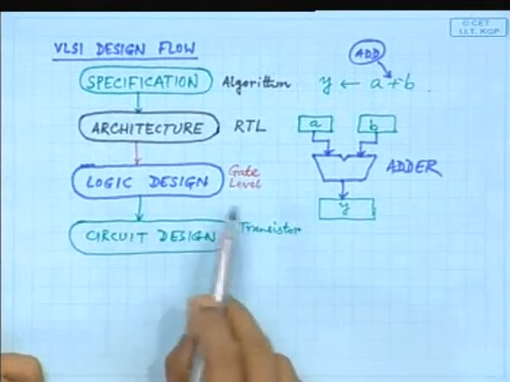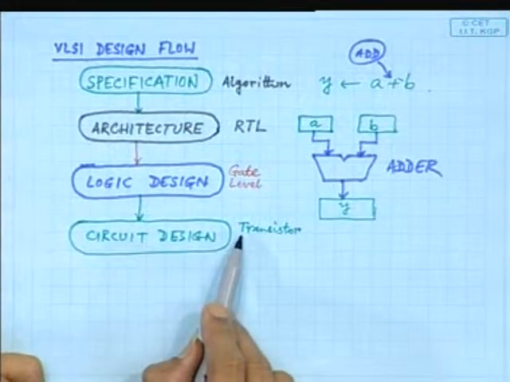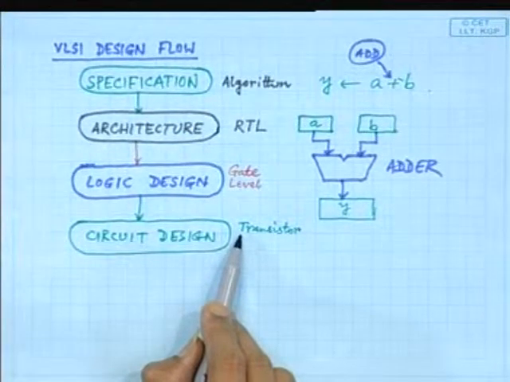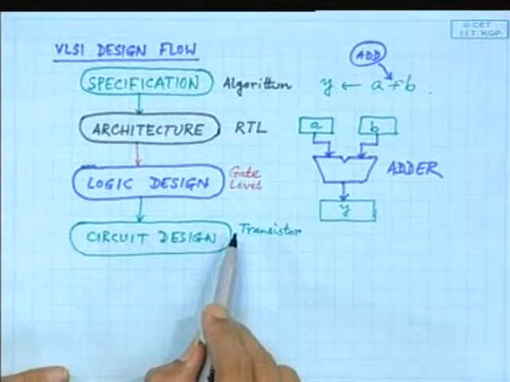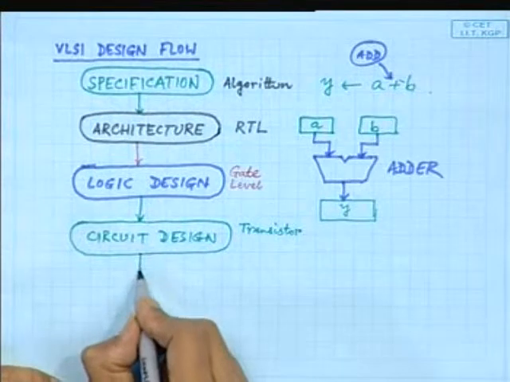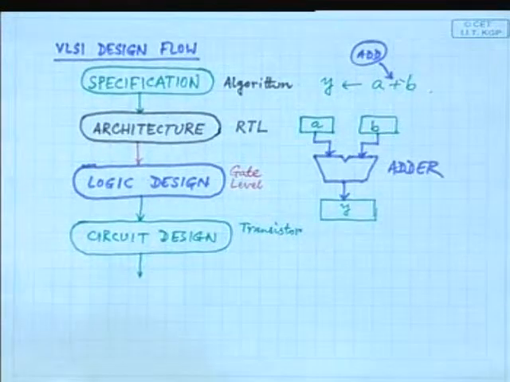Maybe the same gate in two different technologies: in one case you are realizing it with a MOS, in another case you are realizing it with a BJT. So their performances will also differ, right? Now after circuit design, what is left out then?